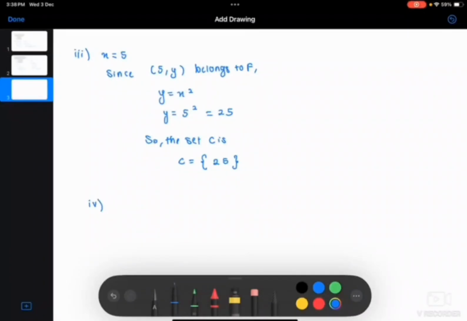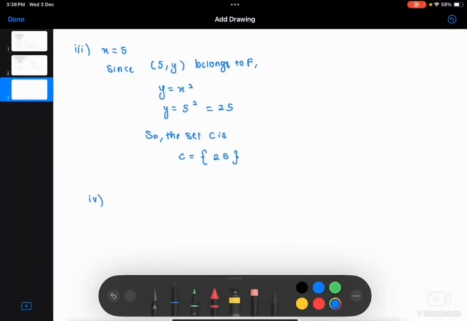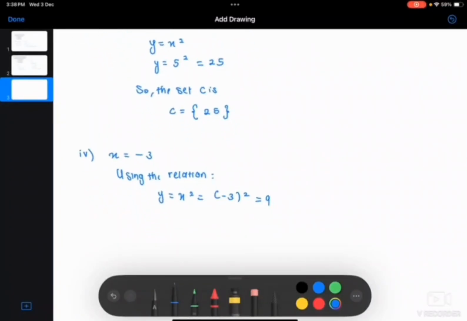For part 4, which is for set D, the x value is negative 3. So using the relation, y equal to x square and the given x is negative 3. So just substitute into the equation, which gives you y equal to 9. So the set D is the set whose element is 9.